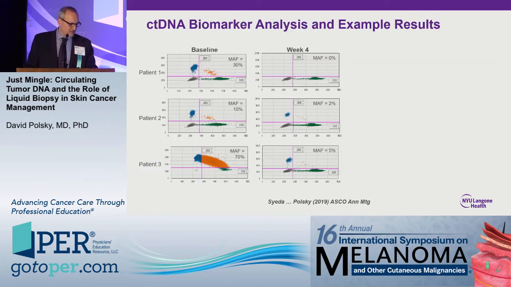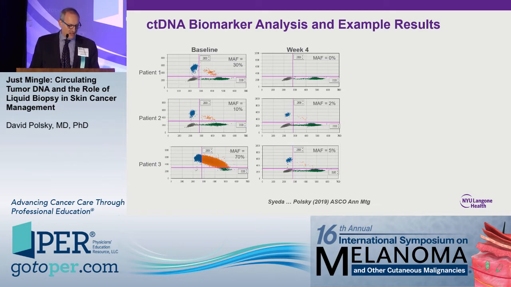Just to give you a feel for some of the data, here are some example patients. You can see patient 1, at baseline, has a mutant allele fraction of 30%, meaning 30% of the DNA in their plasma had the BRAF mutation in it, and then at week 4 they had a sort of molecular complete response. They had no detectable mutated DNA. Patient 2 started off with a lower level but was unable to clear.